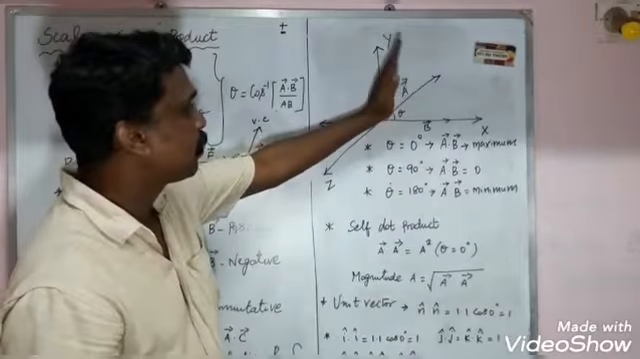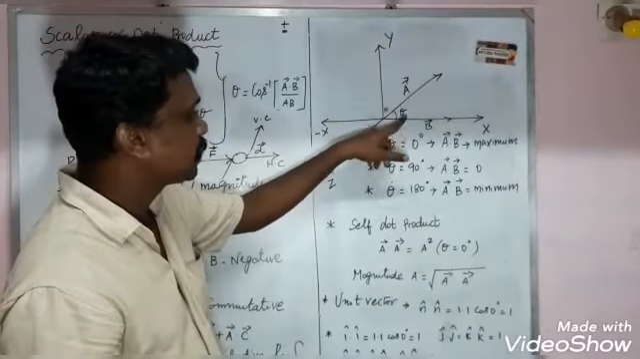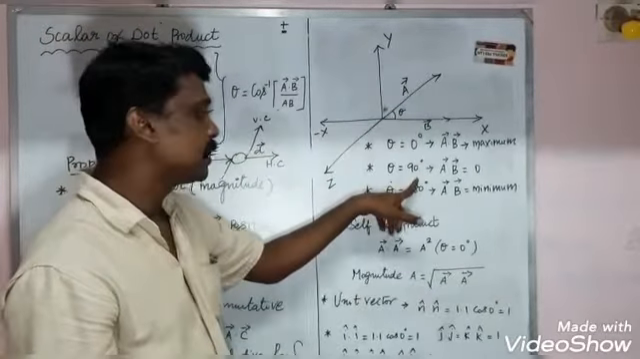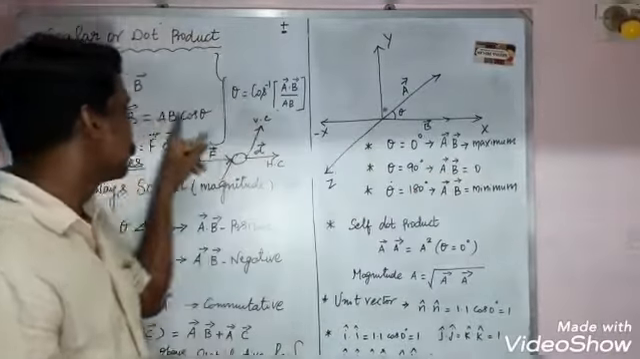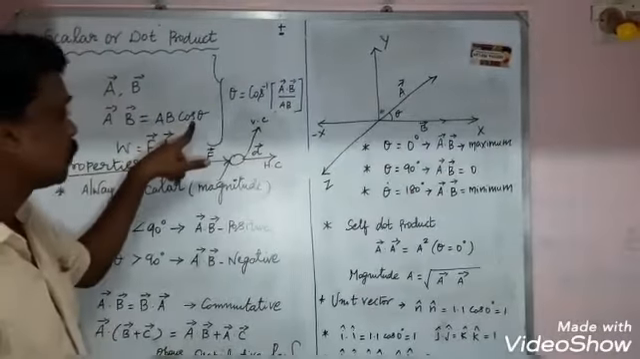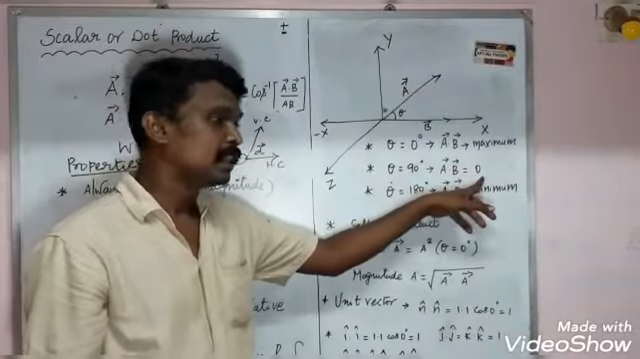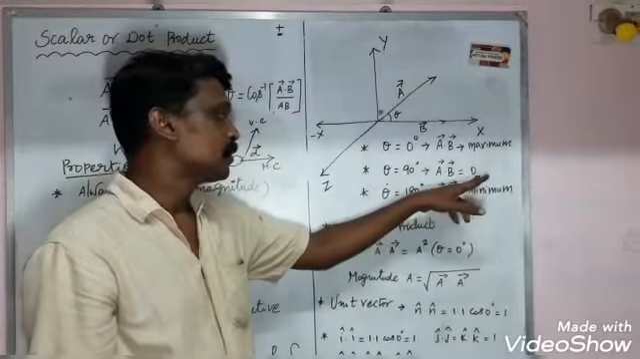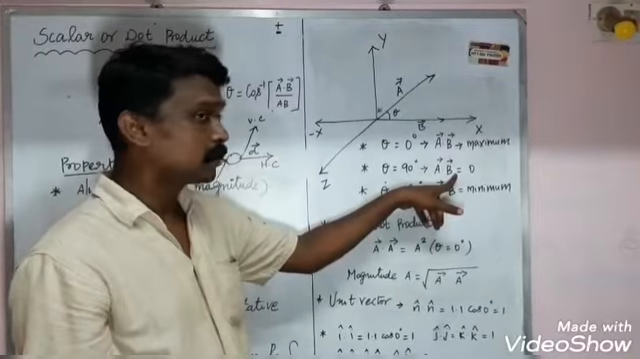If the A vector falls on the y axis, what is the angle between the two vectors? Theta is equal to 90 degree. Therefore A vector dot B vector is equal to 0. From this equation cos 90 becomes 0. Therefore A vector dot B vector is 0. The scalar product is 0. Therefore the A vector and B vector are mutually orthogonal.